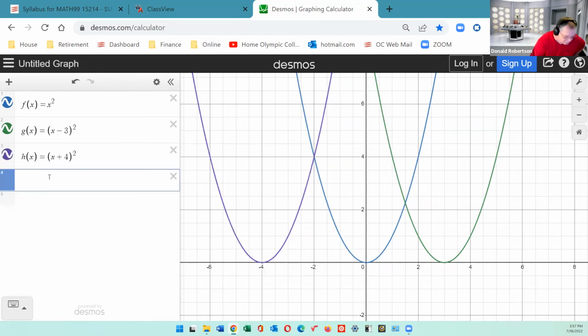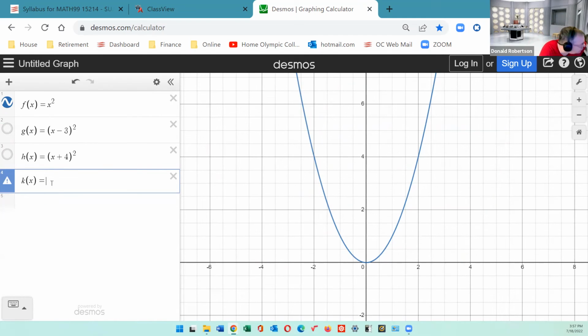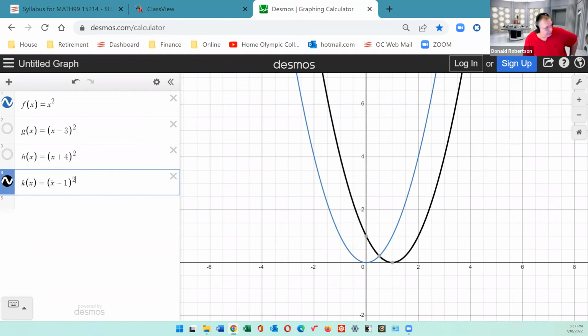So I'm going to make up my own function, and I'm going to call it k of x. And I'm going to make these two guys go away, just so we don't get too much going on. And I'm going to make this x minus 1 squared. Before I finish drawing it, can you imagine where x minus 1 squared is going to be? Is it where you thought it was going to be? 1 unit to the right of x squared.